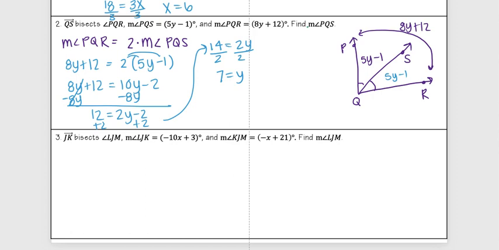Okay, and now this one was asking me to find the measure of PQS. So I need to plug in my value for y there. So that means the measure of angle PQS is equal to 5 times 7 minus 1. Well, 5 times 7 is 35. So that means that this is 34 degrees.